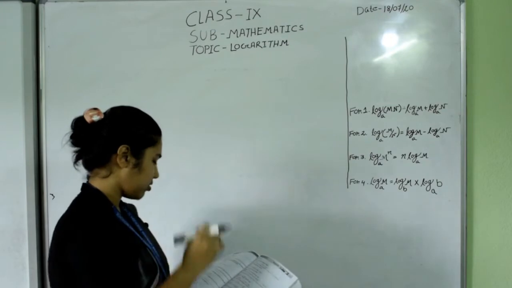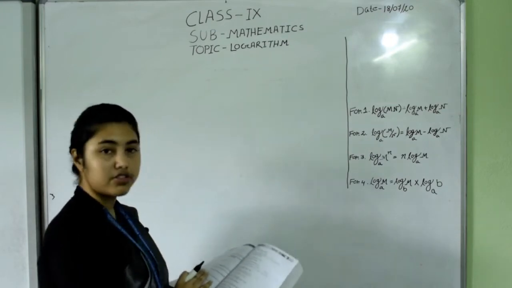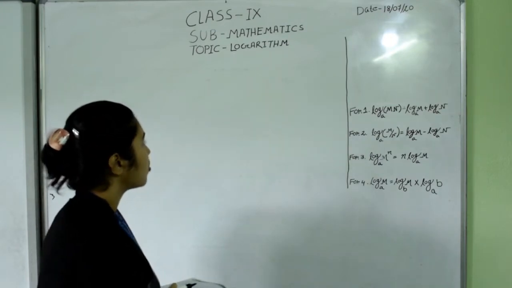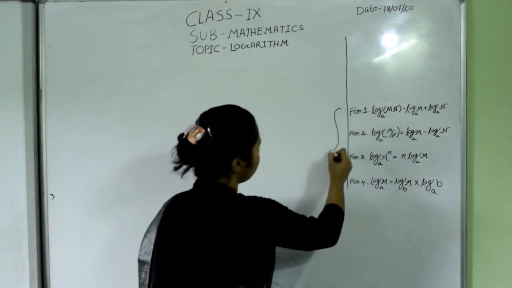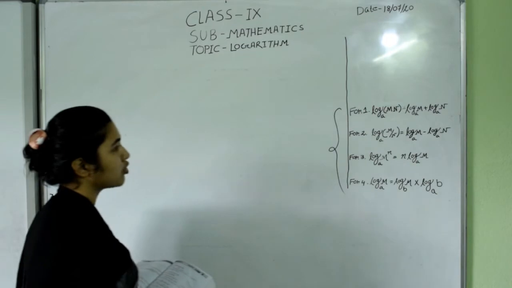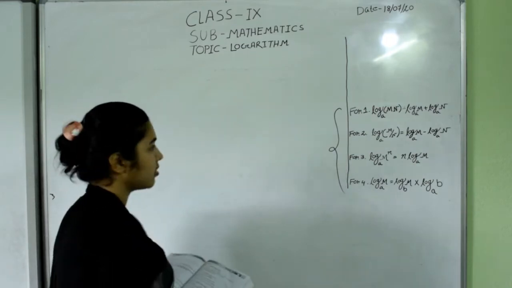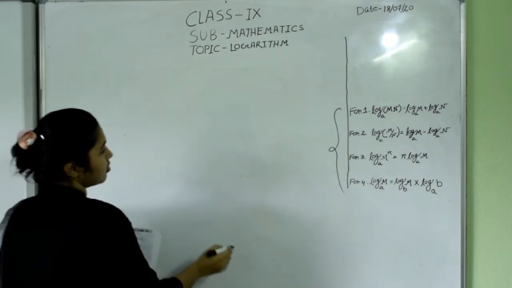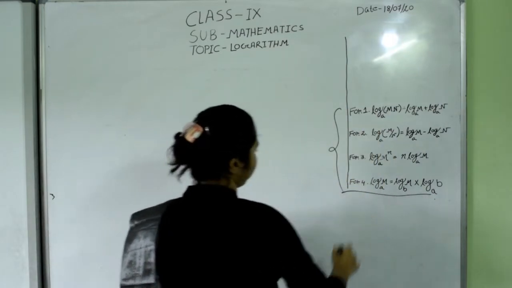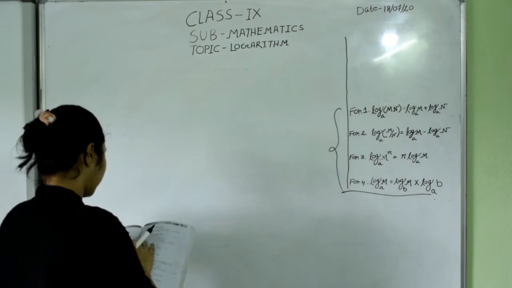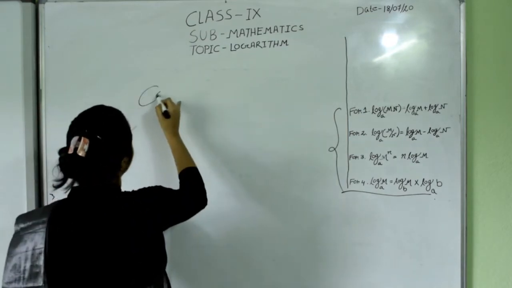Now open your book and come to page number 310. In our previous class we discussed all these four formulas. Today we are going to study some corollaries based on these four formulas. Now first, corollary 1.